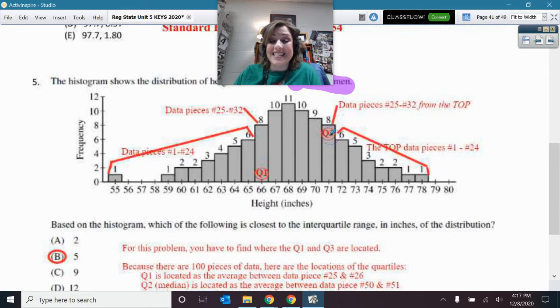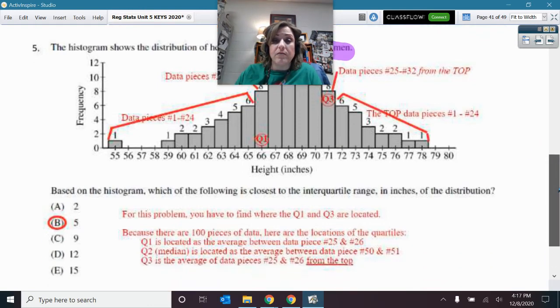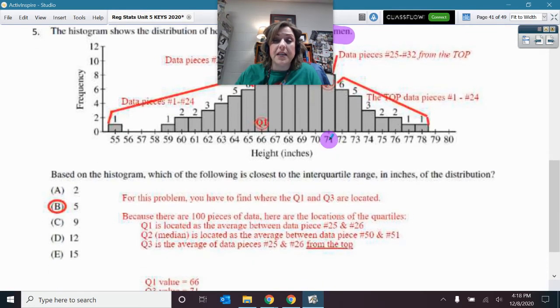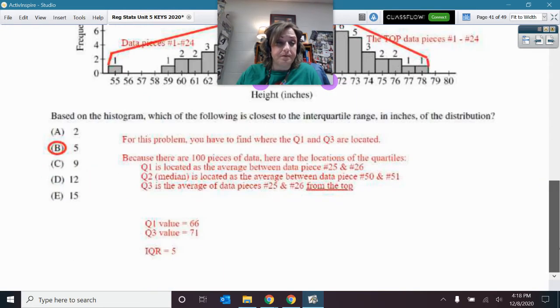I'm going to do the same thing here. I'm going to subtract down from the top. 1, 2, 3, 4, 5, 6, 7, 8, 9. Plus 5 is 14, 20. And then this goes from 20 and then here into this one makes 28. But so that 25th piece of data is located there in that bar 8 from 71. 71 minus 66 is the IQR.